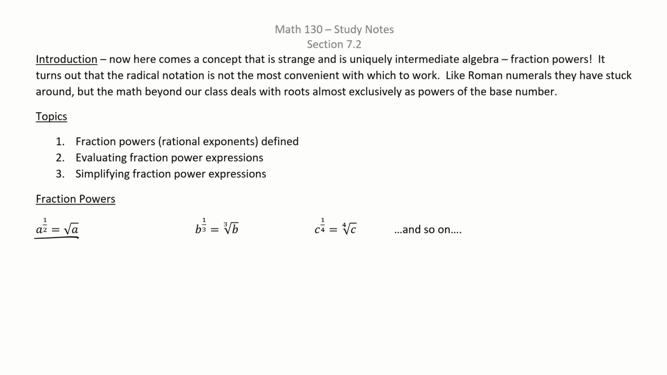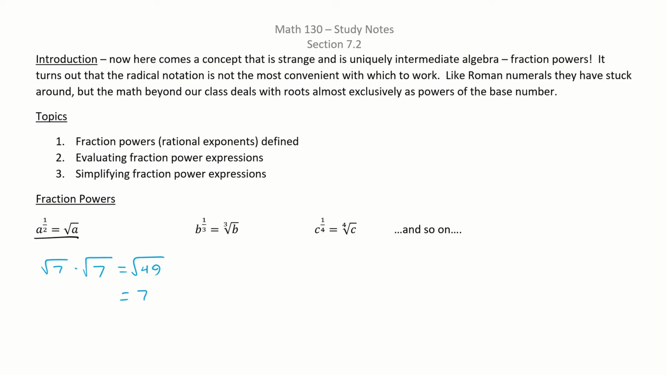A 1/2 power works as the square root of a, and I'll give you a demonstration. Do you know that if you take the square root of 7 and you multiply it with another square root of 7, what you would get is the square root of 7 times 7, which is 49, and lo and behold, what you get is 7 again?